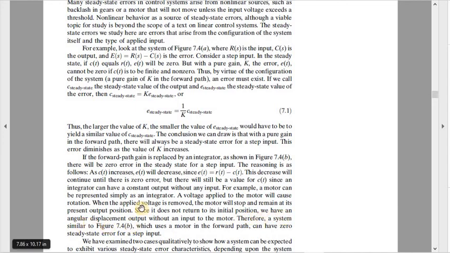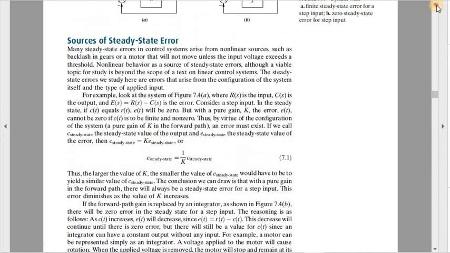For example, a motor can be represented simply as an integral that can provide an extra input to the system. A voltage applied to the motor will cause rotation. When the applied voltage is removed, the motor will stop and remain at its present output position. Since it does not return to its initial position, we have an angular displacement output without an input to the motor. Therefore, a system similar to figure 2, which uses a motor in the forward path, can have 0 steady state error. The basic idea is very simple.